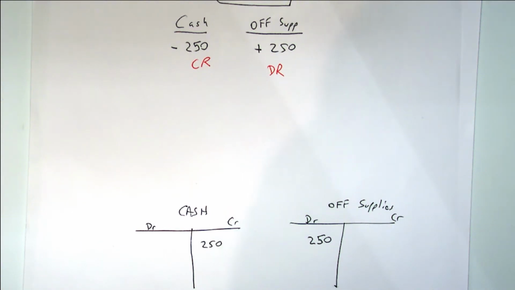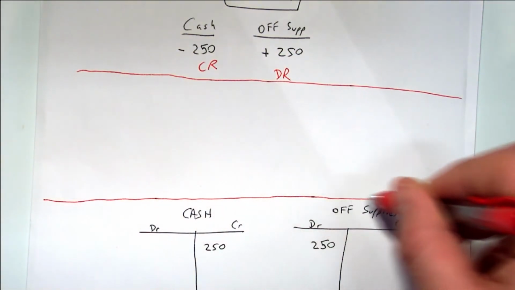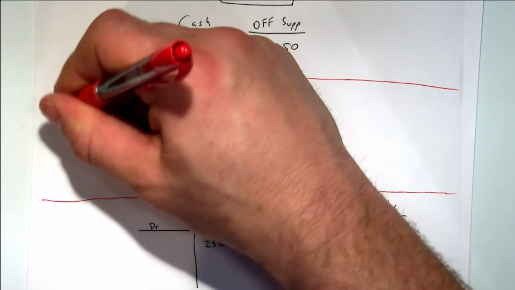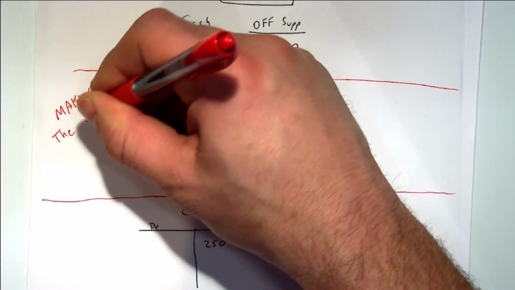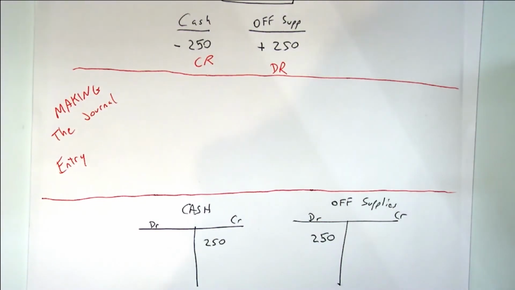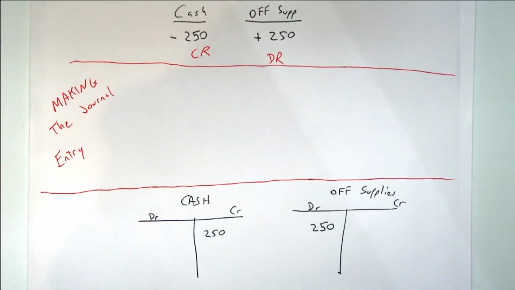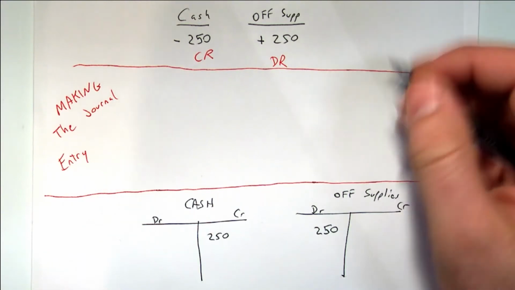Everybody good? Okay. Now, I want you to understand that there is actually a step in between these two steps. And that's what we're going to talk about today. That step is called making the journal entry. Or sometimes we say making the JE. Are you with me? Okay. Now let me go ahead and write this down and then we're going to talk about it. I'll write down this transaction as a journal entry.